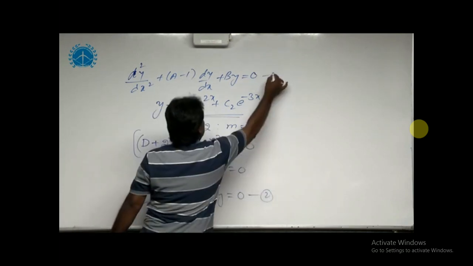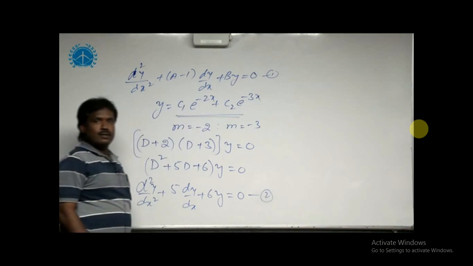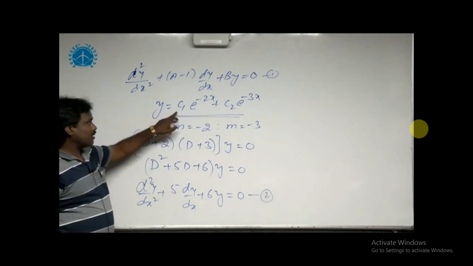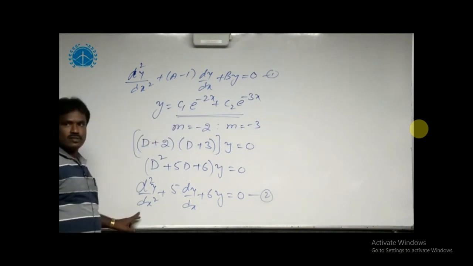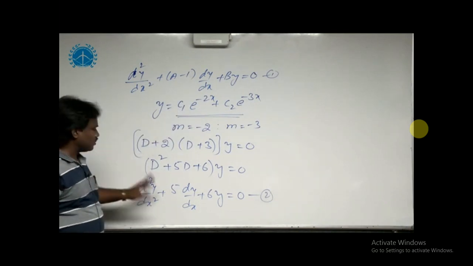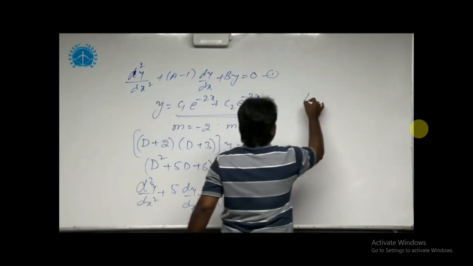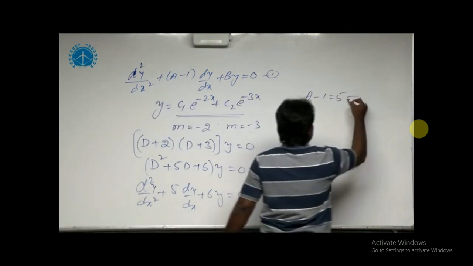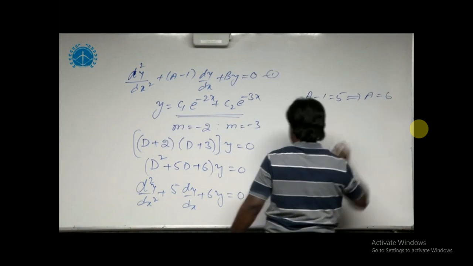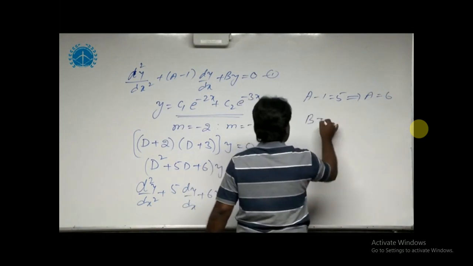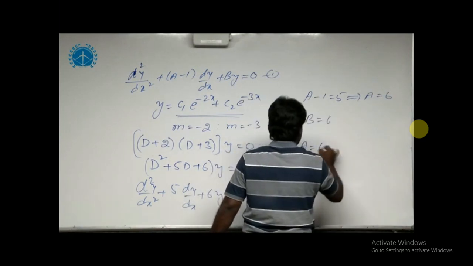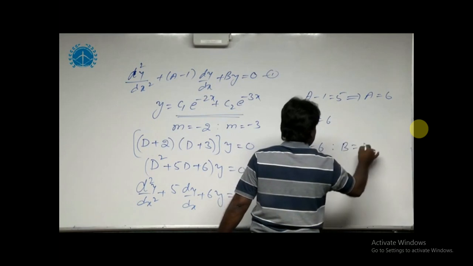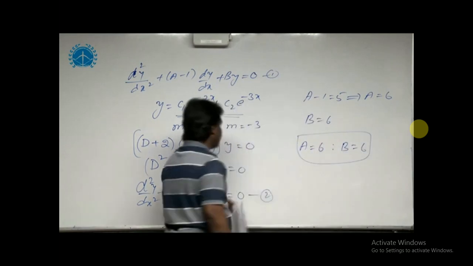The given equation has arbitrary constants, but as per the complete solution we get the differential equation above. By comparing these two equations, we get a minus 1 equals 5, which implies a equals 6, and b equals 6. So the values are a equals 6 and b equals 6 by comparison of the two equations.